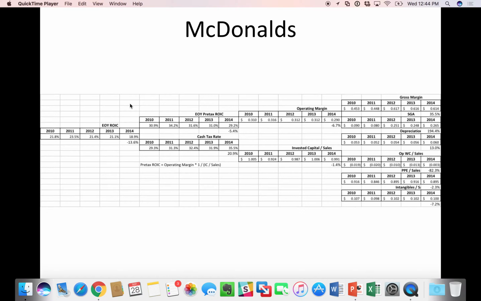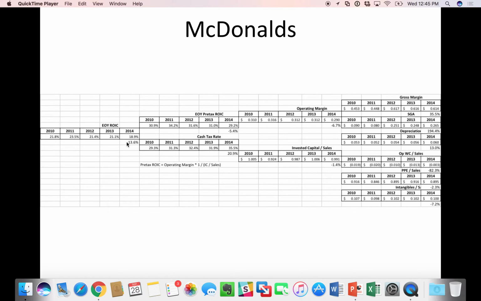So in this case, we'll look at McDonald's. We can see that in 2010, this goes through 2010 through 2014 data, McDonald's historical ROIC was 21.8%. In 2014, McDonald's ROIC went to 18.9%. The number below that is the 5-year percentage change. So McDonald's ROIC went down by 13.6%.